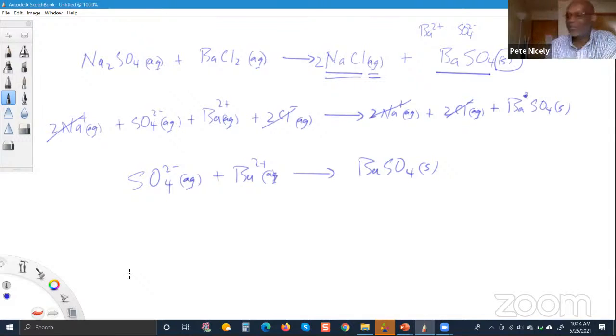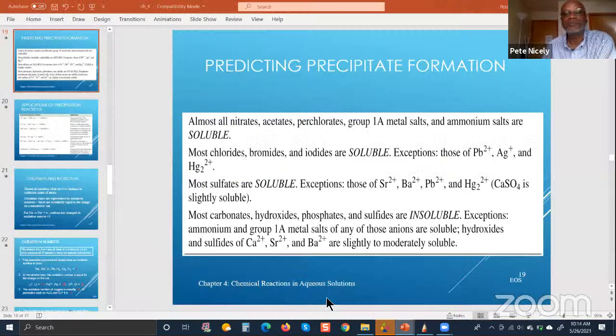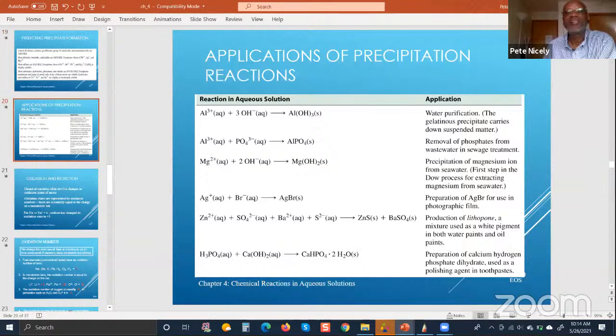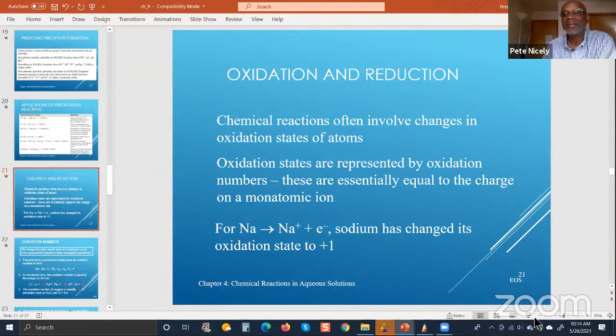All right? So based on what we have just done, you should be able to determine the net ionic equation for any reaction that you're given. Okay, any questions about this particular example? Any questions? Okay, so let's move along now to a discussion of redox reactions, right?